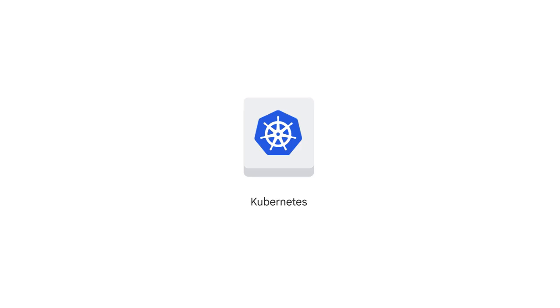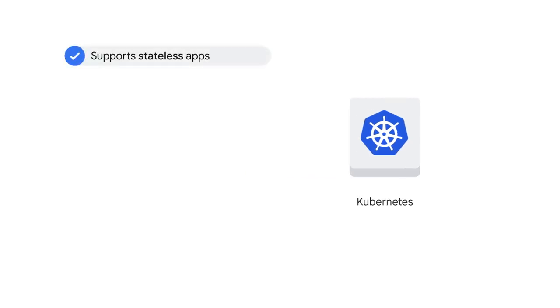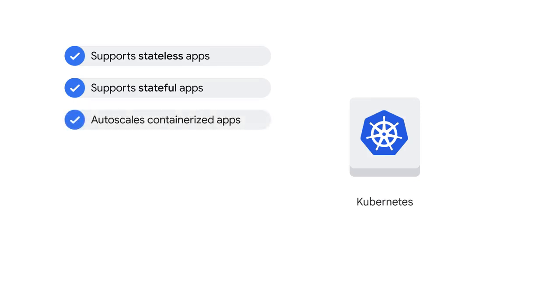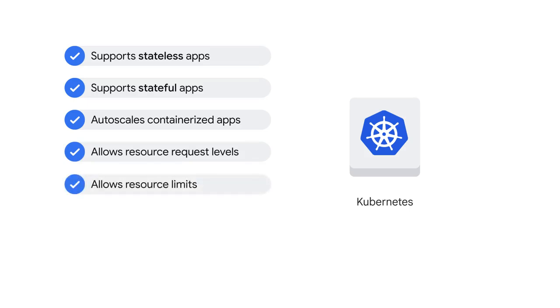Kubernetes supports different workload types. It supports stateless applications such as Nginx or Apache web servers, and stateful applications where user and session data can be stored persistently. It also supports batch jobs and daemon tasks. Kubernetes can automatically scale containerized applications in and out based on resource utilization. Kubernetes allows users to specify resource request levels and resource limits for workloads. Resource controls help Kubernetes improve the overall workload performance within a cluster.